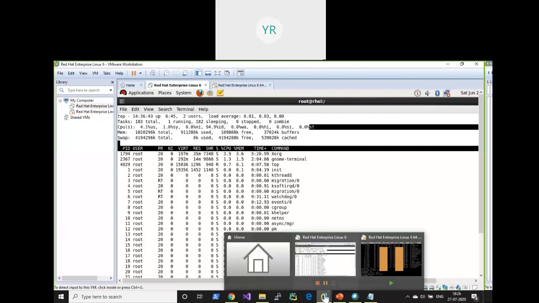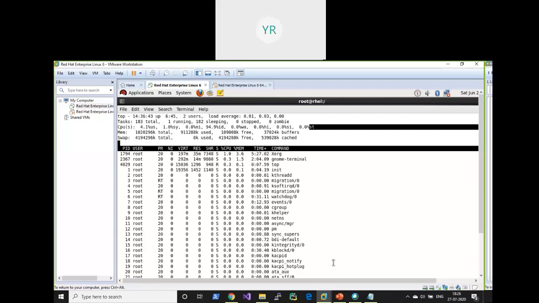Steal means robbing, stolen. Okay, like that. So what is meant by that steal time? The amount of time lost due to running virtual machines, that is called steal time. So what is meant by this steal time?